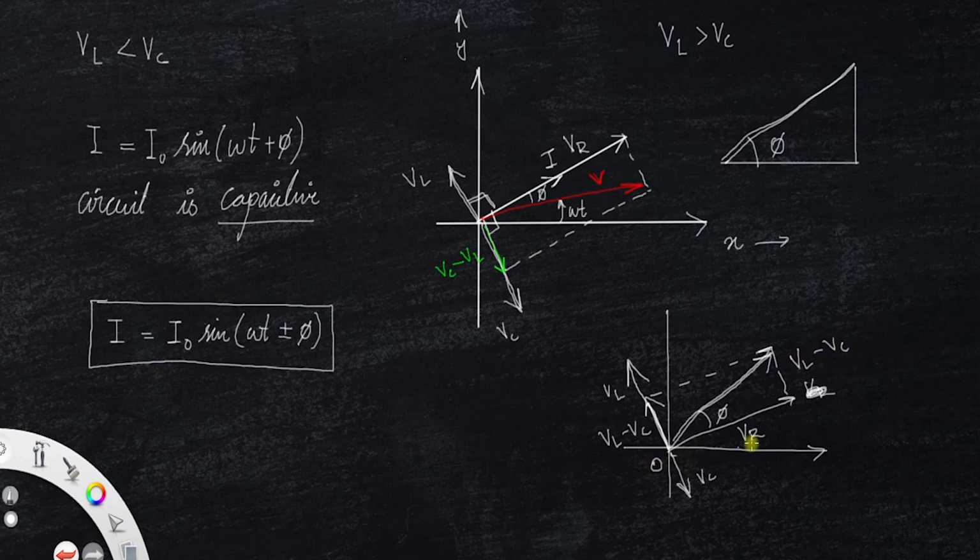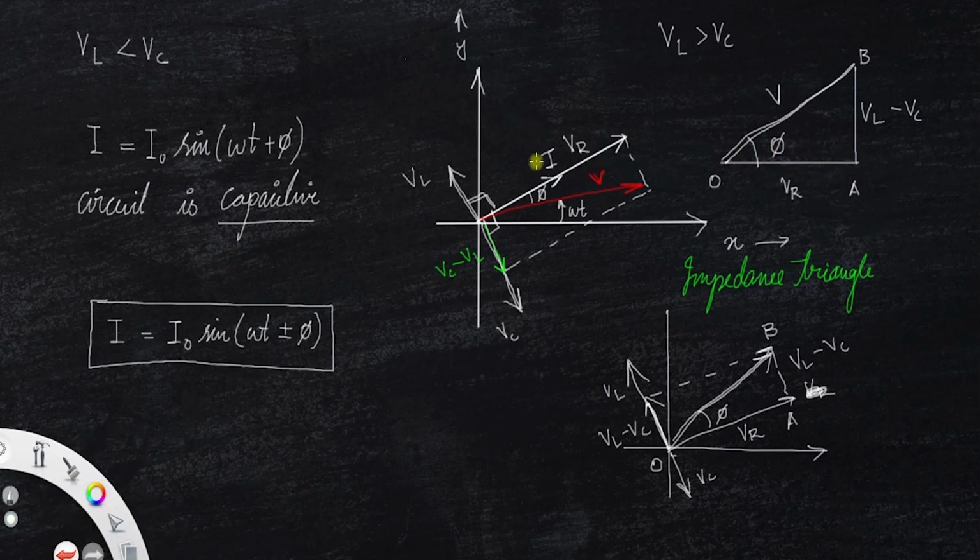Let's name this triangle OAB. We already took it as OAB before. I just erased that. So this triangle OAB, we have AB equal to VL minus VC, OA equal to VR, and this length is the resultant OB. This triangle OAB is called the impedance triangle. And the impedance triangle can be used to find the phase angle.